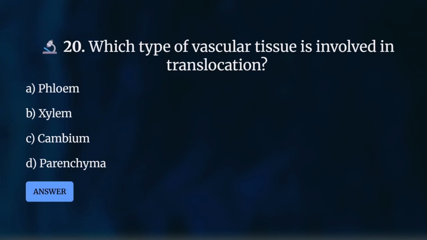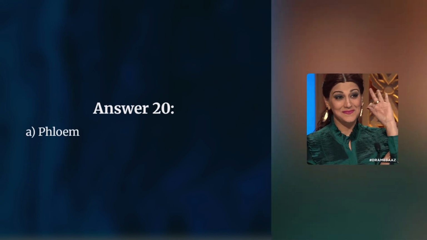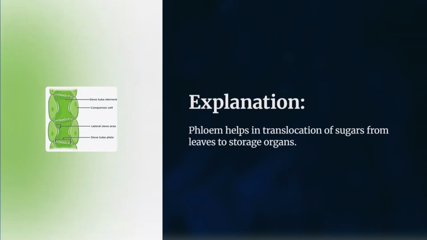Last question for today. Which type of vascular tissue is involved in translocation? Translocation means movement of food. Options are A. phloem, B. xylem, C. cambium, D. parenchyma. And the correct answer is phloem. Phloem helps in translocation of sugars from leaves to storage organs.